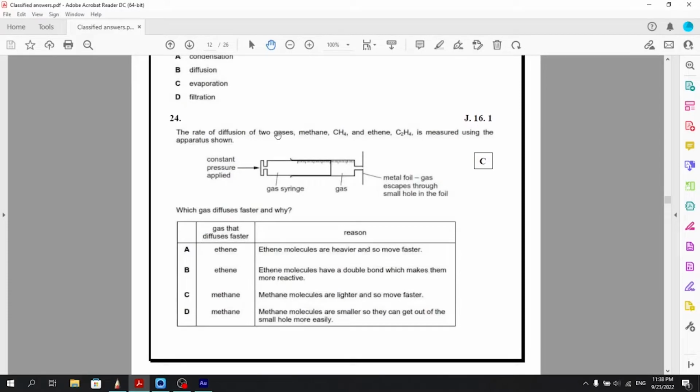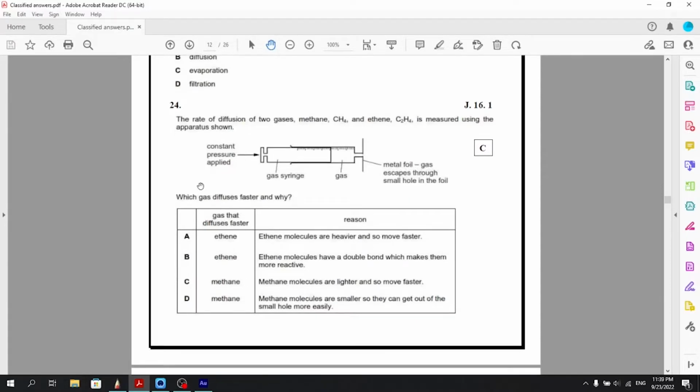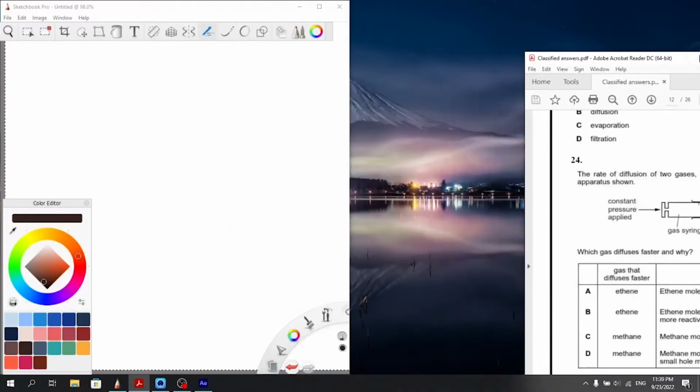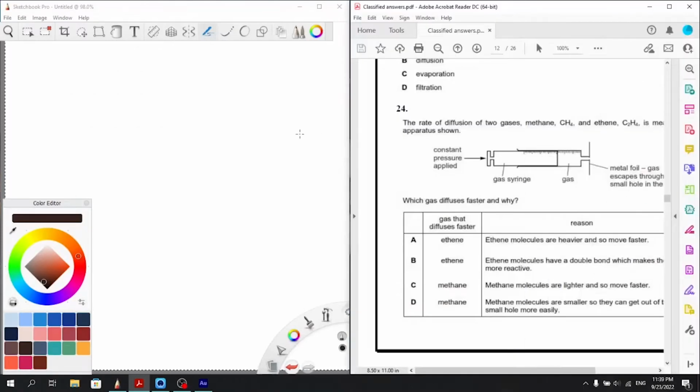Alright, question number 24. The rate of diffusion of two gases, methane, CH4, and ethene, C2H4, is measured using the apparatus shown. We have a constant pressure applied, a gas syringe, here's the gas, either methane or ethene, and we have a metal foil. Gas escapes through a small hole in the foil. Alright, which gas diffuses faster and why? Of course, real quick, it's going to be methane. Why is it methane? Alright, we answered half the question.